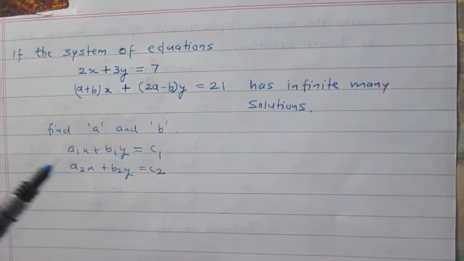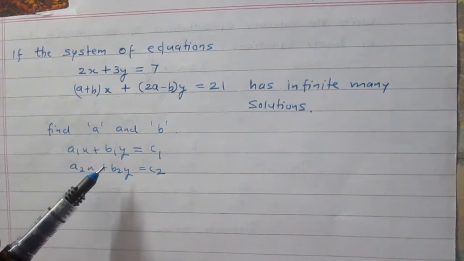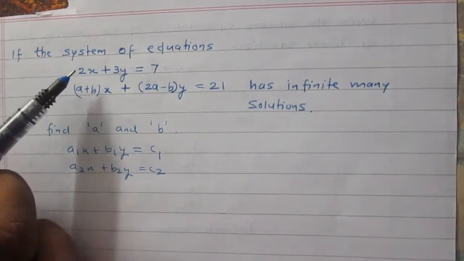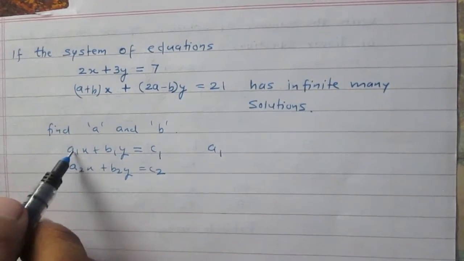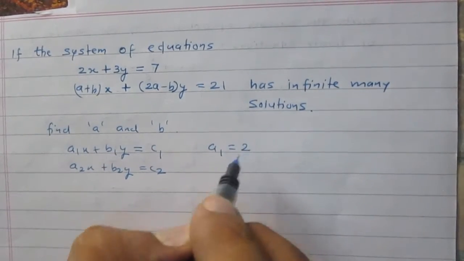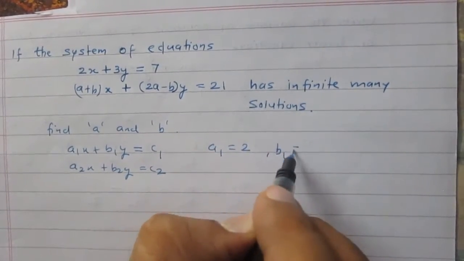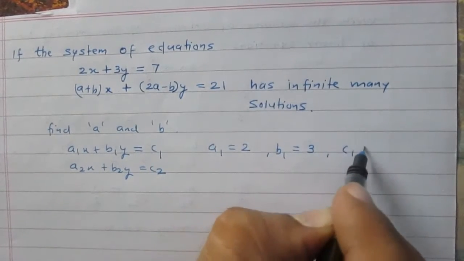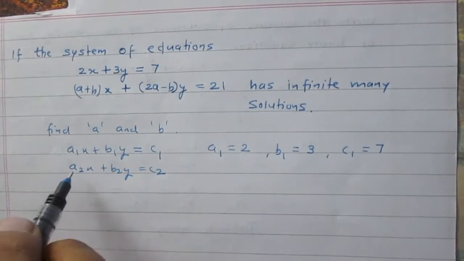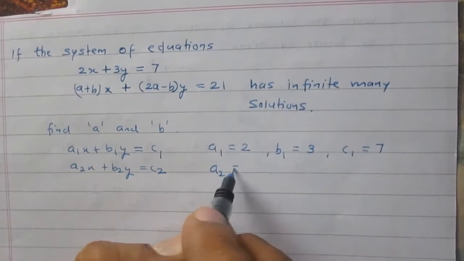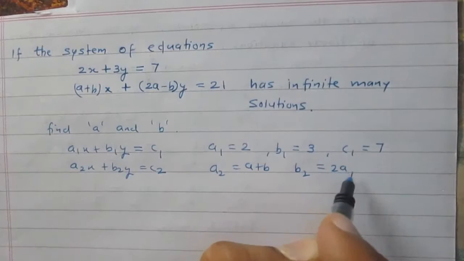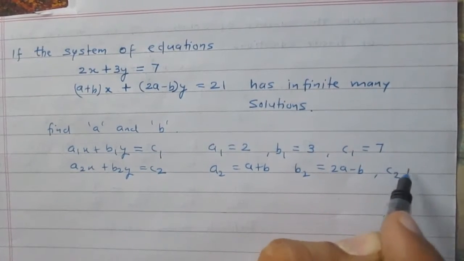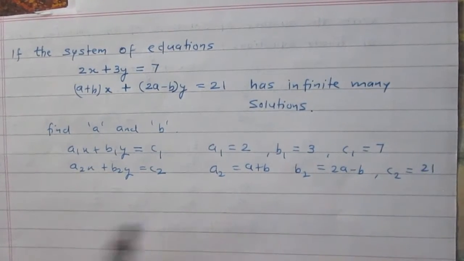On comparing this general form of pair of linear equations with the given linear equations, we will find that the value of a1 is equal to 2, b1 is equal to 3, and c1 is equal to 7. a2 is a plus b, b2 is 2a minus b, and c2 is 21.